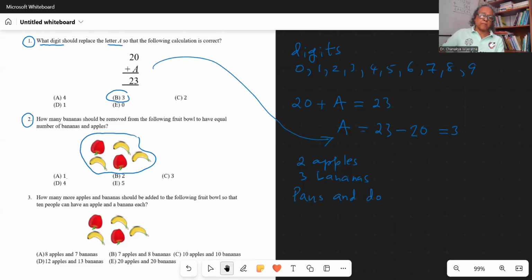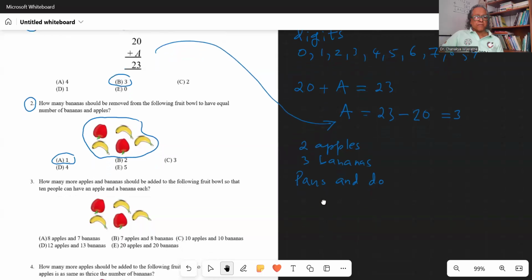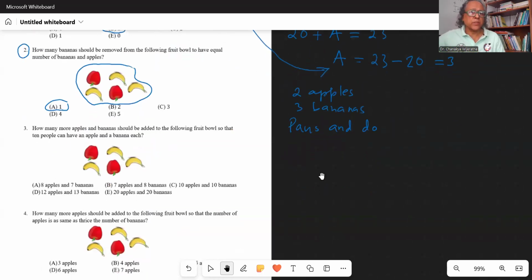All right. Hope you worked it out. And how many should be removed? How many bananas should be removed? Well, for the number of bananas to be equal to 2, which is the number of apples, we need to remove 1 banana, right? So the answer is A, 1 banana. So that's also an easy question. Okay, let's move on to the next question.